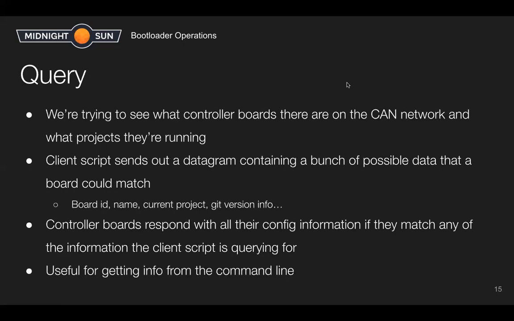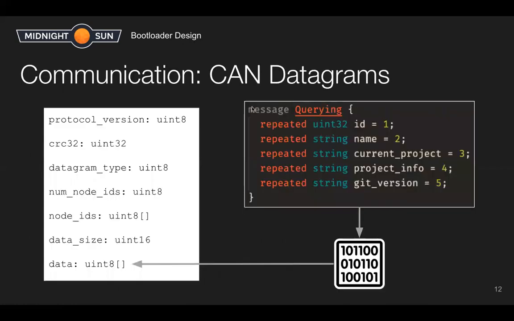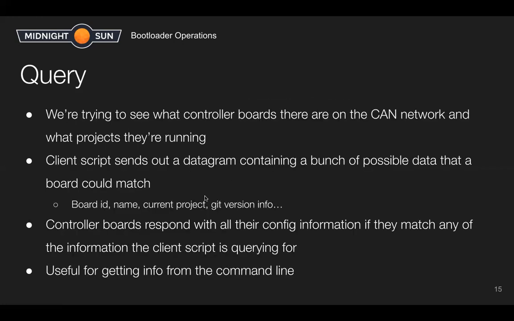The next more interesting one is query. For a query operation, I showed you the protobuf for it over here. We're trying to see what controller boards actually exist on the CAN network and what projects they're running. The idea is that maybe we want to see what all the projects are that are running power distribution, or what projects are running on controller board Delta or something, if Delta is a controller board name.